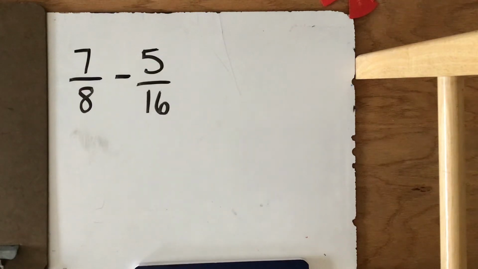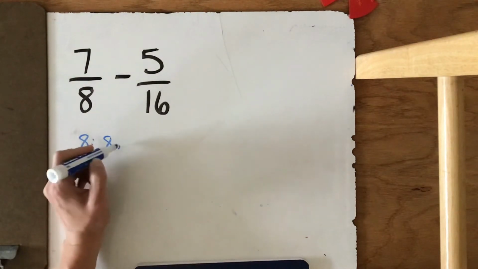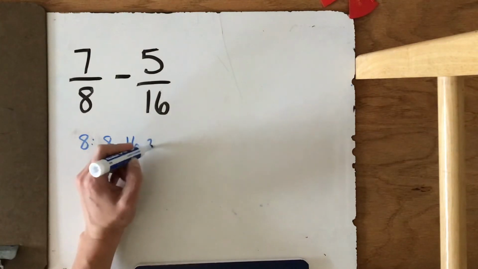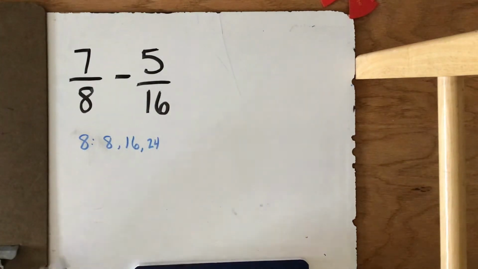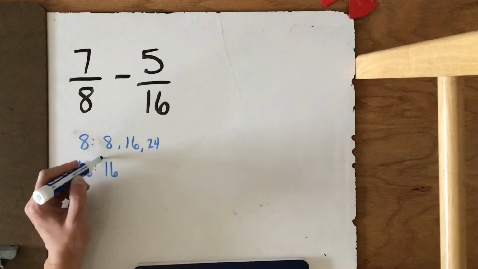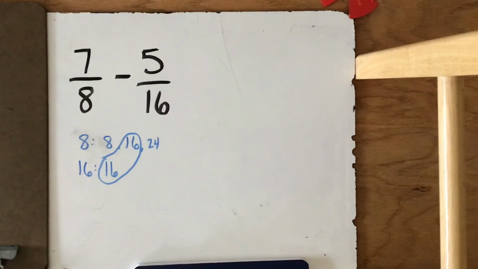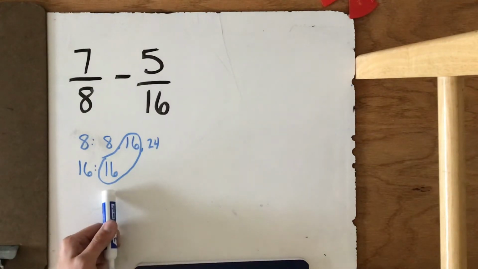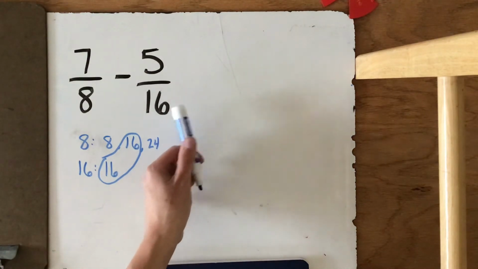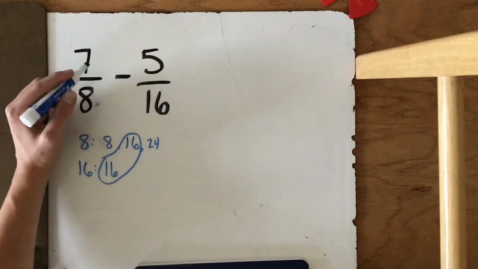Let's skip count by 8s. 8, 16, 24. Let's stop there. Let's do 16 next because our first number is 16. There it is. Oh, I love when it's that easy. 16 will be our common denominator. Oh, our 16 is already there, so we don't have to change this one at all. We only need to change this one.